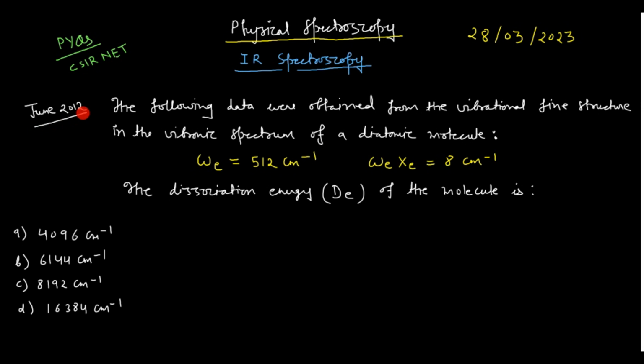This question I have taken from the June 2012 CSIR NET examination. And what it says is that the following data were obtained from the vibrational fine structure in the vibronic spectrum of a diatomic molecule. That means you have been given the IR spectra of a diatomic molecule, and from there you are getting information like omega E, the vibrational frequency, which is given here as 512 centimeter inverse, and XE, the anharmonicity constant, and the product omega E into XE is given as 8 centimeter inverse.